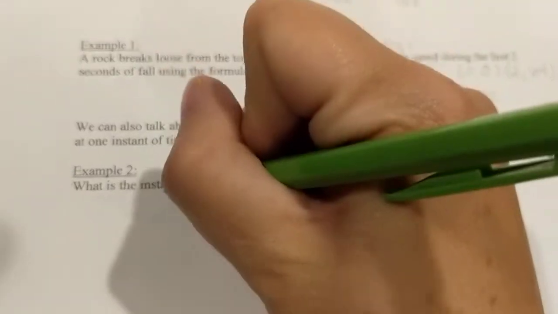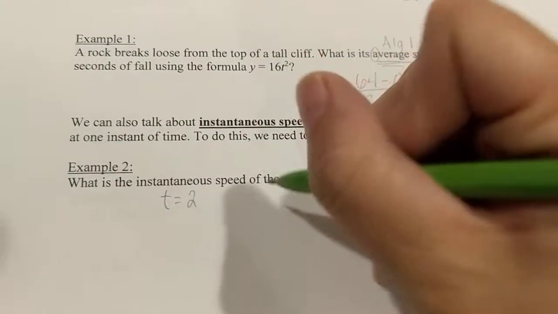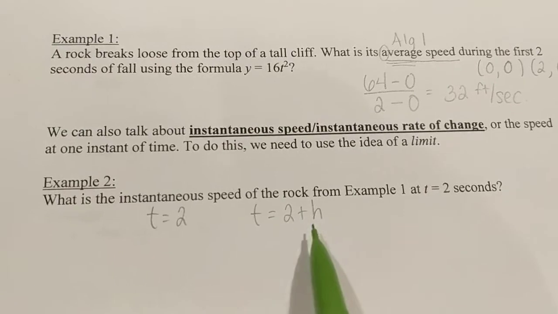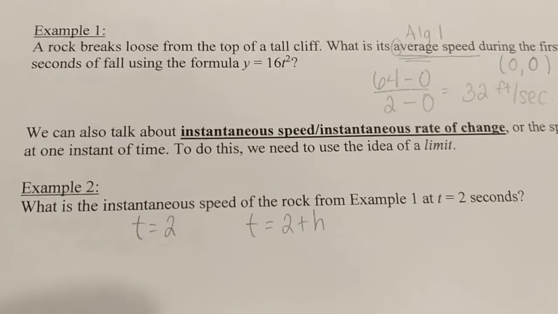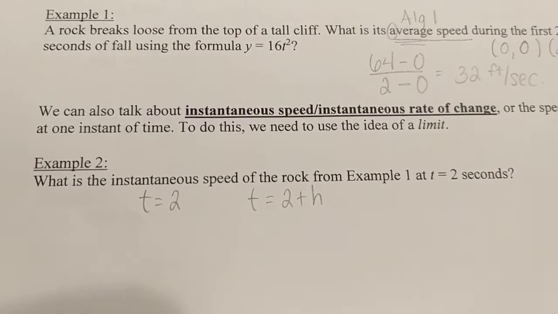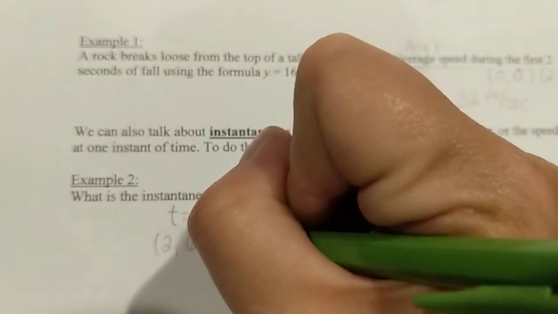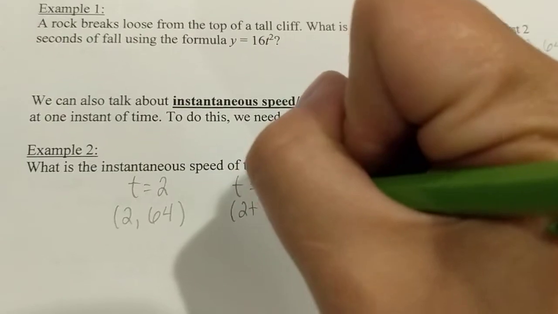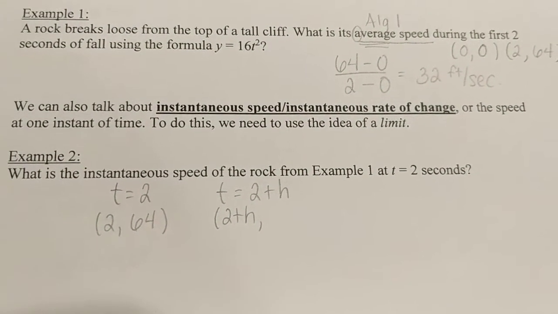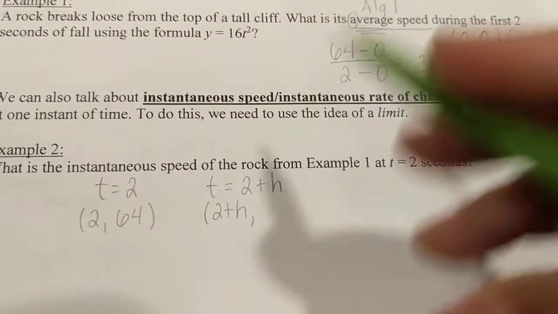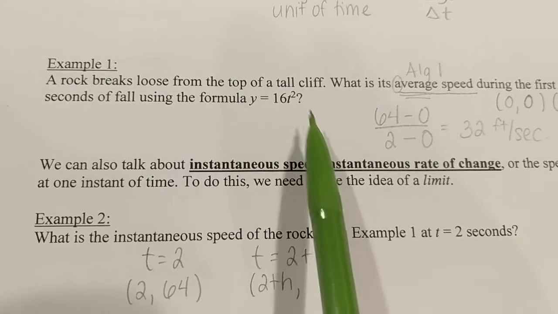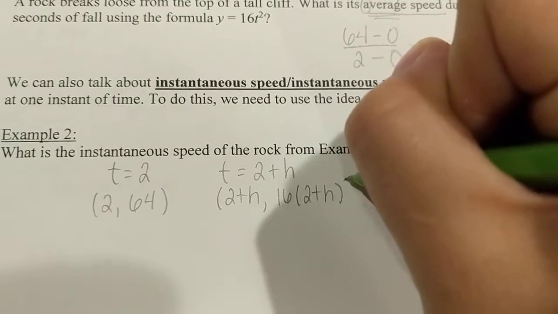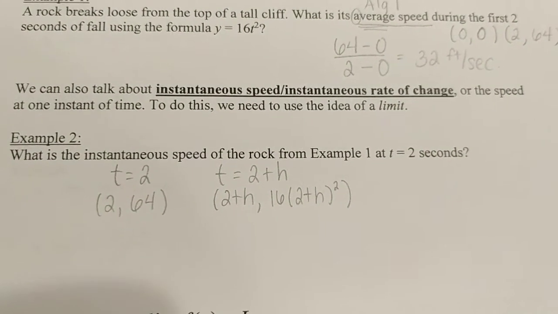So we need to find, starting at time 2, and we want to just move away from 2 just a little bit. So we're going to say the second time is 2 plus h, and h is going to be just a little bit further away. So again, we need our 2 ordered pairs. So 2 and 64 we already know from up here. But this other one is 2 plus h. And if I'm plugging in 2 plus h, my y value then, if I'm using the same formula, if I replace this t with 2 plus h, I get 16 times (2 plus h) squared. And we're just going to leave it like that for right now.